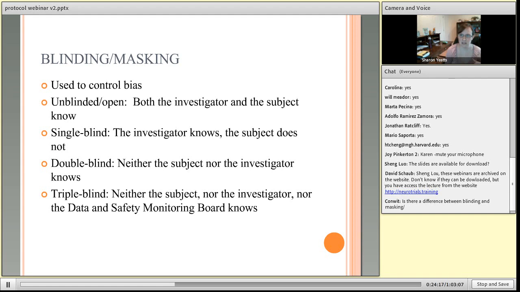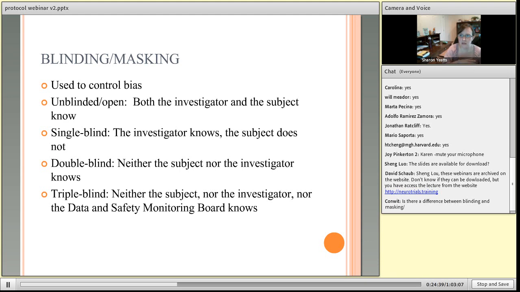And that can impact your assessment as well, because it's not going to be balanced across the treatment arms, right? It's going to occur more in one than in the other. In the double-blind case, which is typically the gold standard, neither the subject nor the investigator knows. This is not always possible, but it's often what we target.